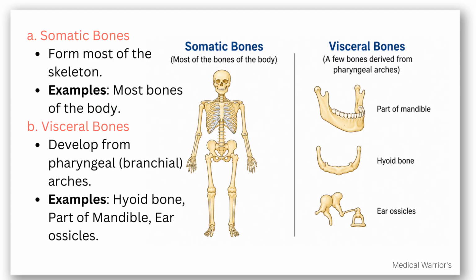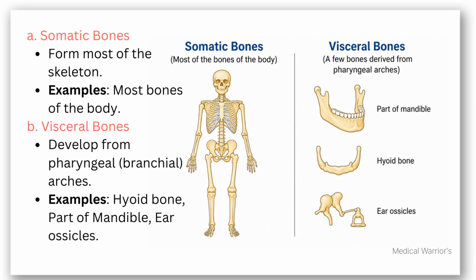In developmental classification, we can also see somatic bones and visceral bones. Somatic bones form most of the skeleton. Example, most of the skeleton bones of the body are examples of somatic bone. We can see the skeleton bone image here.